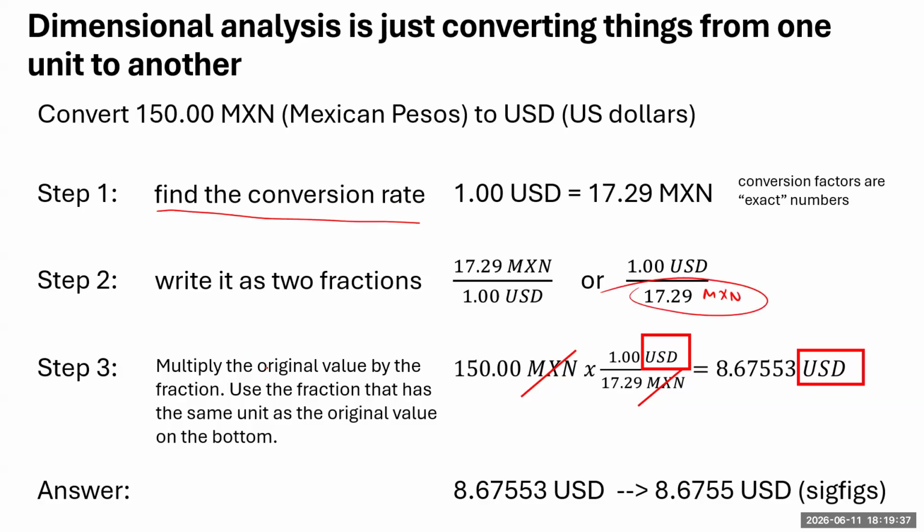Mexican pesos. And then the third step is multiply the original value by the fraction. Use the fraction that has the same unit as the original value on the bottom. Since this is Mexican pesos here in the original value, we want to use the fraction with Mexican pesos on the bottom. What happens is the Mexican pesos cancels out and you get left over with your new unit, which in this case would be US dollars, right? For details, go back to the last lecture and that'll get you up to speed there. Highly recommend that one before this one.